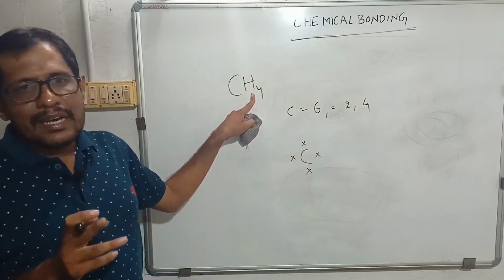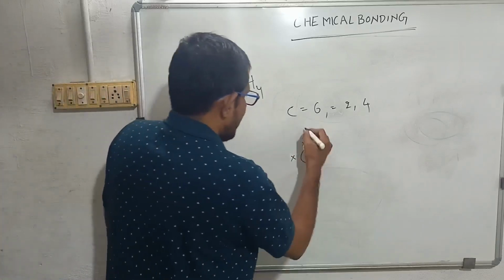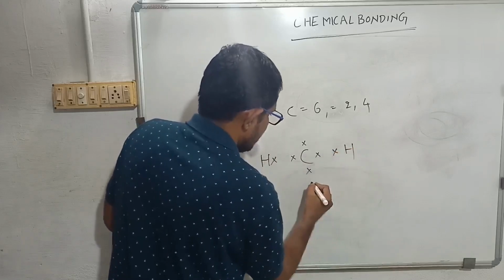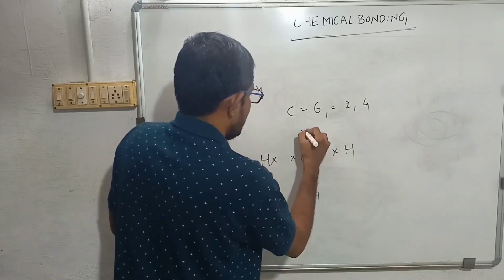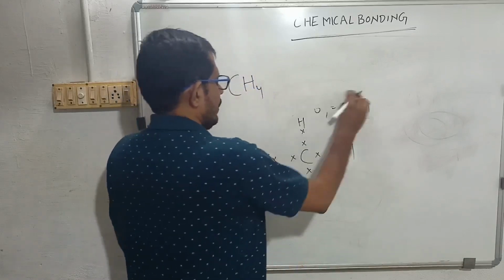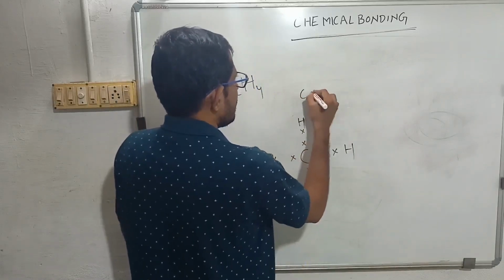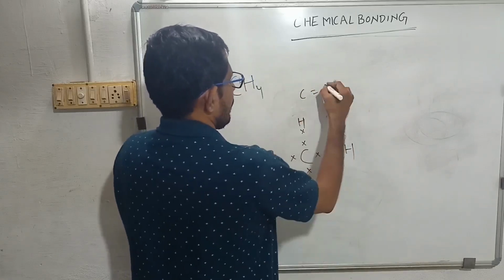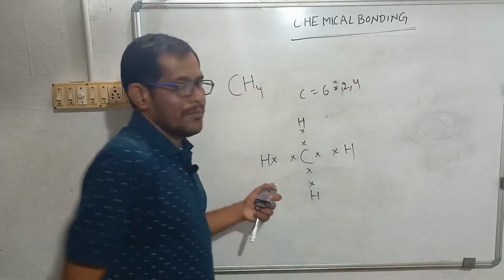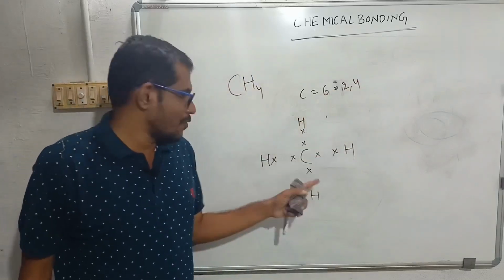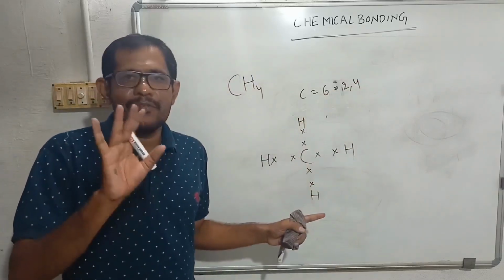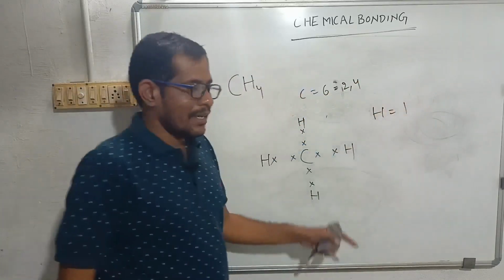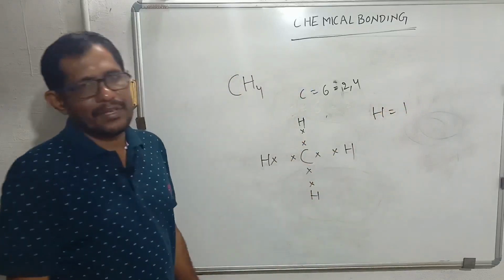We know each hydrogen carries a single electron. So write the hydrogens over here. So I have written 4 hydrogens. I repeat, carbon atomic number is 6, its electronic configuration is 2, 4. That's why around carbon I have written 4 electrons. As we know, hydrogen atomic number is 1, it has 1 electron, so I have written 1 electron for each hydrogen.